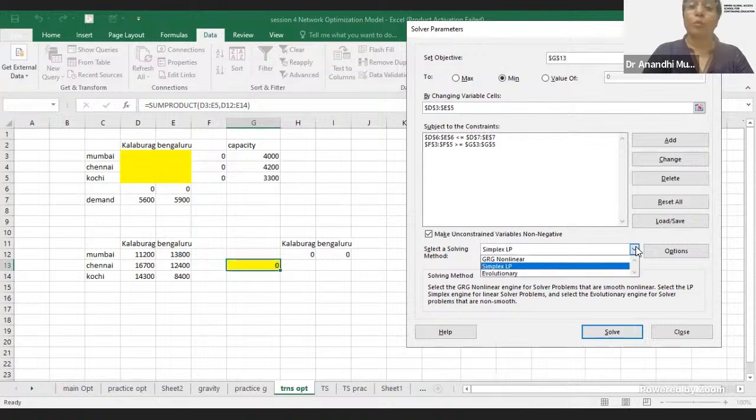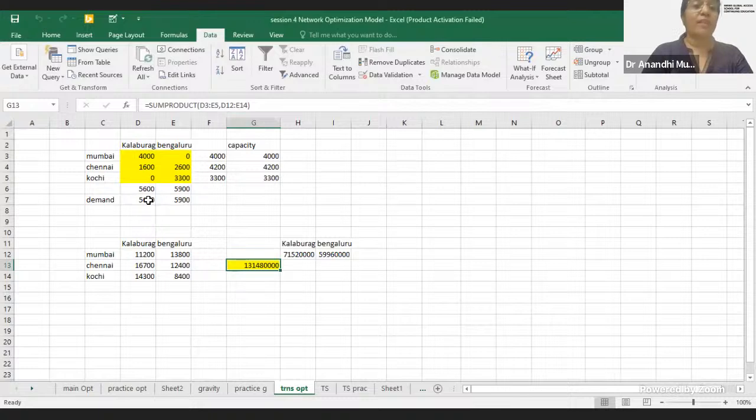Here I'm going to go with simplex. See, the simplex method, that is linear programming, is one method which is considered to crack this type of problem. You can go with non-linear also, but evolutionary is not going to give us a result. You can try with either of these two, non-linear or simplex. Let us do it with simplex this time. Solve.